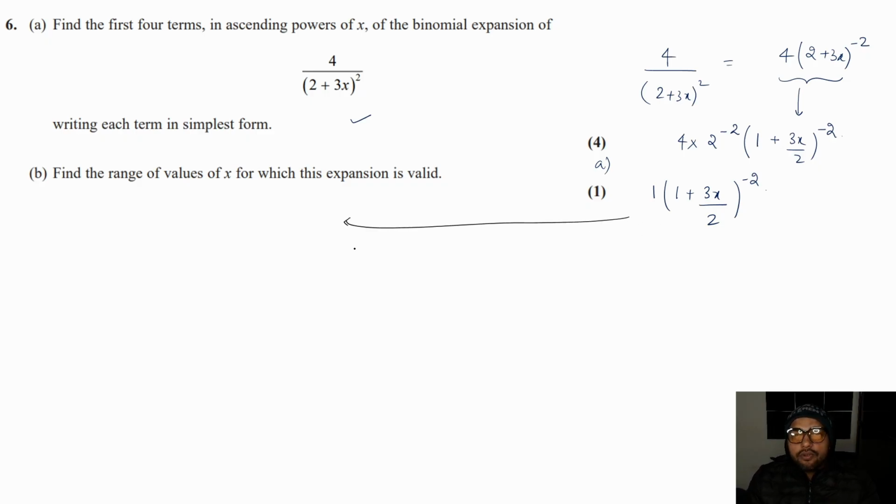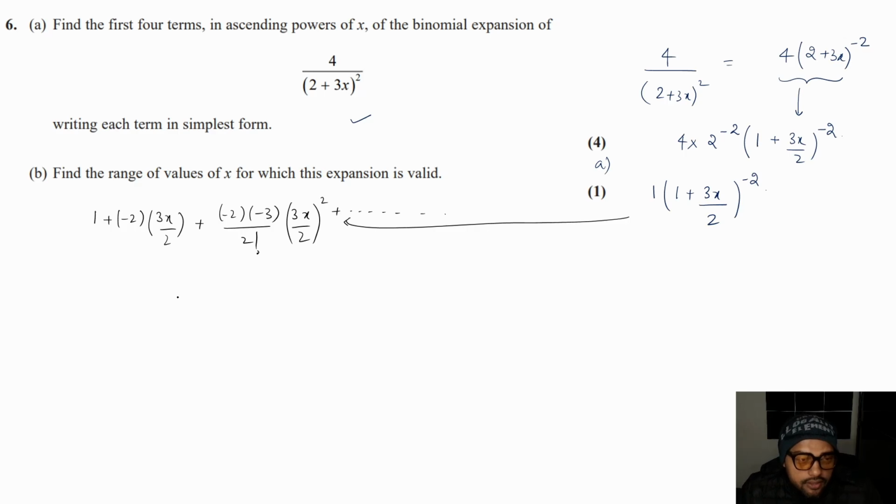We know the expansion of a binomial series: 1 plus x raised to the power n equals 1 plus nx plus n times (n minus 1) by 2 factorial times x squared, and the series goes on like this. So we'll expand this here. We get 1 plus negative 2 times 3x by 2, plus n times (n minus 1), which is negative 2 times negative 3, upon 2 factorial, times (3x by 2) whole squared. This is how the series gets expanded.